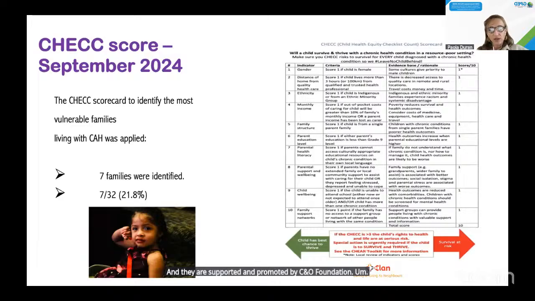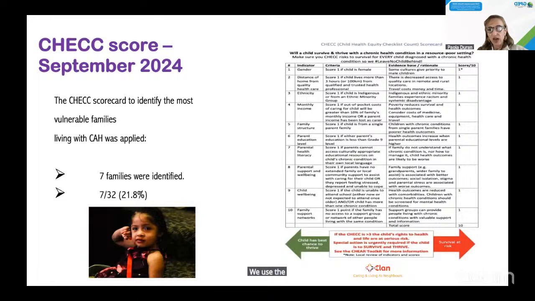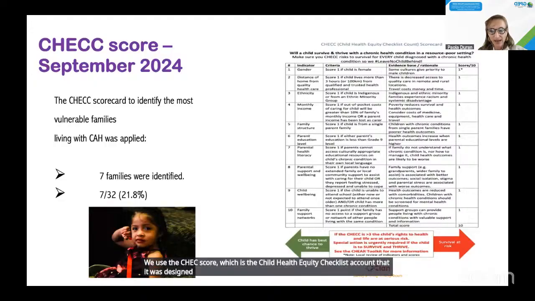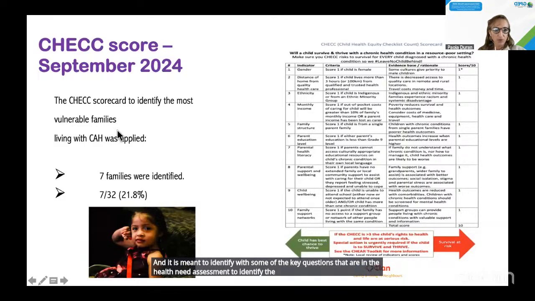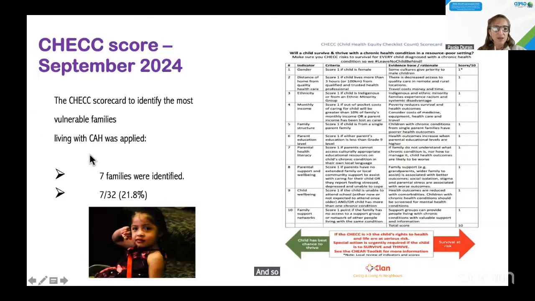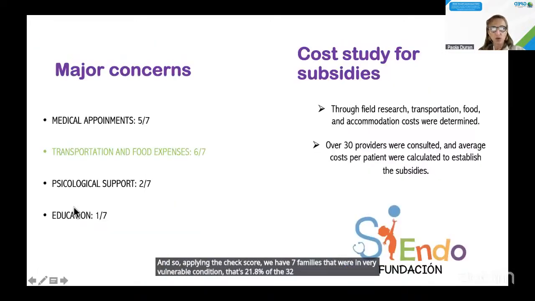After we had the responses of the health need assessment, we used the CHECK score, which is the Child Health Equity Checklist, designed by CLAN as well. It is meant to identify, with some of the key questions in the health need assessment, the most vulnerable families. Applying the CHECK score, we had 7 families in very vulnerable condition. That's 21.8% of the 32 families that went to the club meeting.